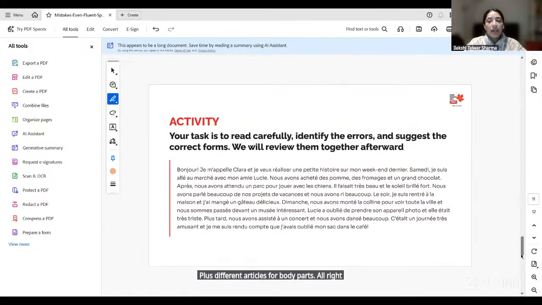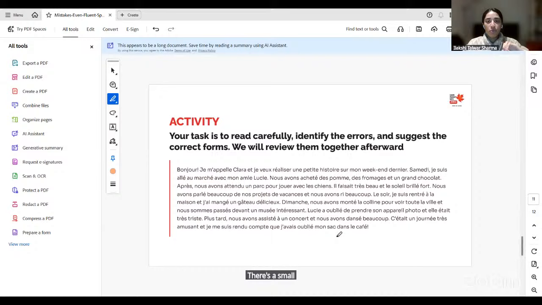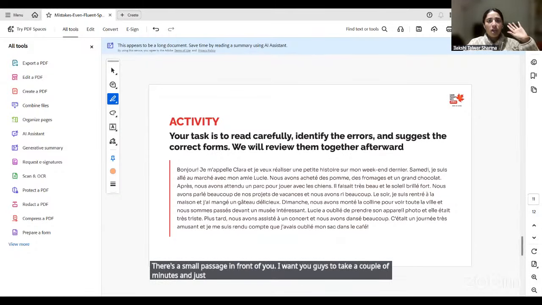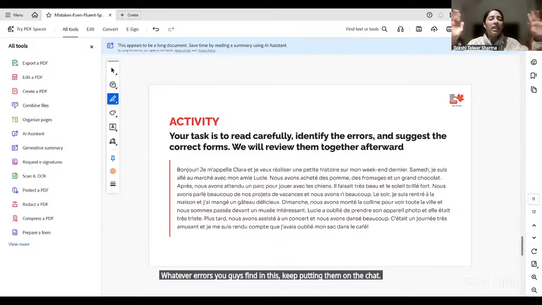Alright? Now, having said that, it's a very small exercise that I want you guys to try out. There's a small passage in front of you. I want you guys to take a couple of minutes and just read this passage. Whatever errors you find in this, keep putting them on the chat. Let me see how many errors.